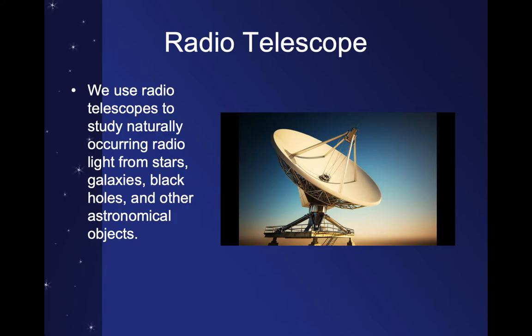A radio telescope. I don't know if you've ever heard of a radio telescope, but we use radio telescopes to help us study naturally occurring radio light from stars, galaxies, black holes, and other astronomical objects. So it helps us identify such light, and usually they are in the form of radio waves. I know you guys talked about different types of waves and wavelengths. So radio telescopes help us in exploring such objects in space.